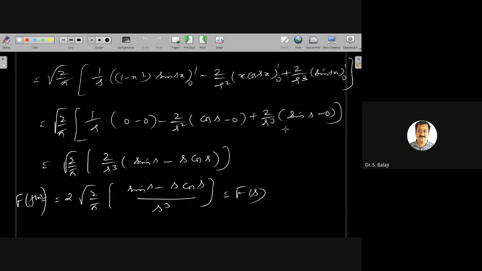In these two terms, I will take s cube outside, 2 by s cube outside, and sin s, and here s cube is taken, minus s cos s. This is your Fourier transform. The Fourier transform is given by 2 into square root of 2 pi, sin s minus s cos s by s cube, F of s. This is the Fourier transform of the given function, F of s. All of you noted down?